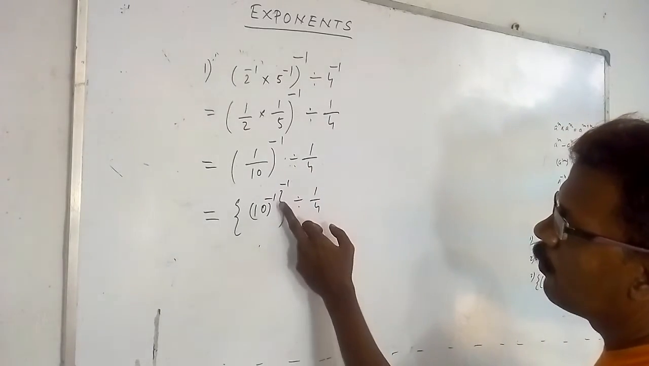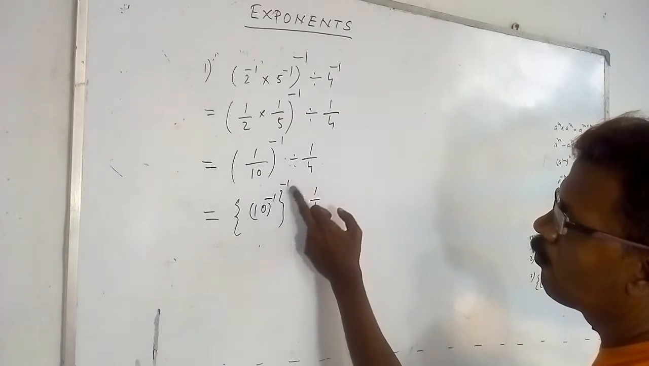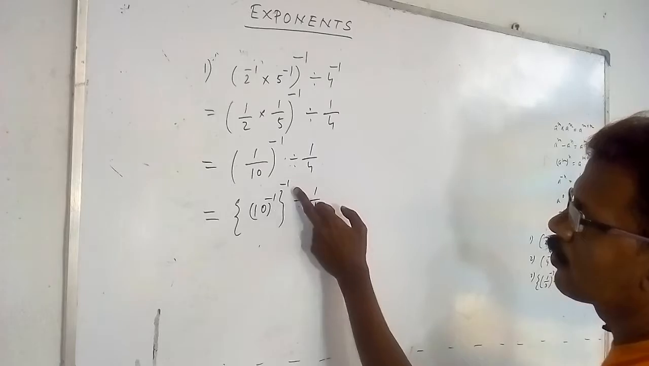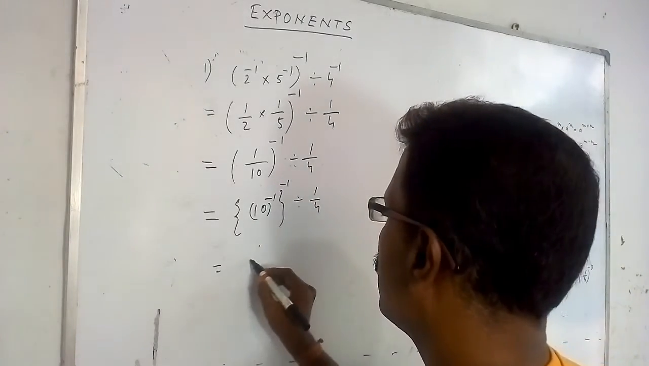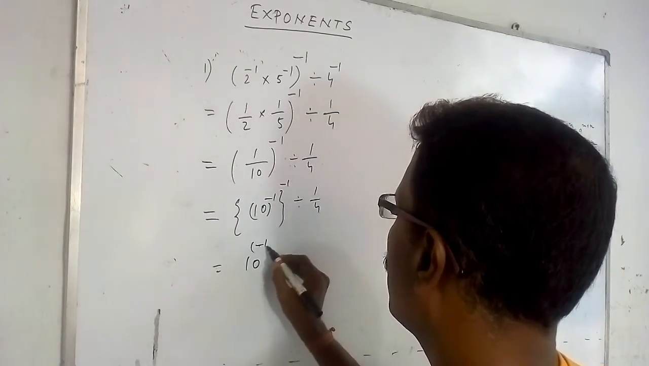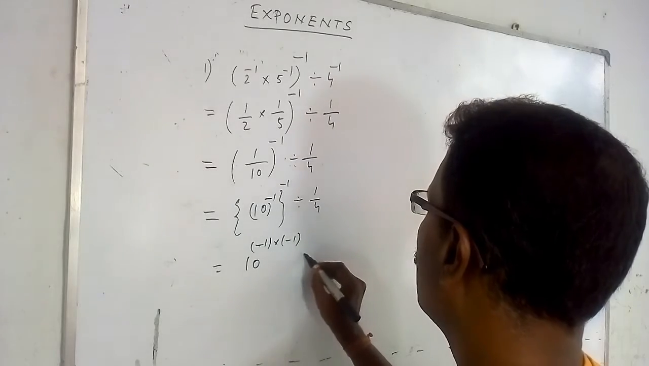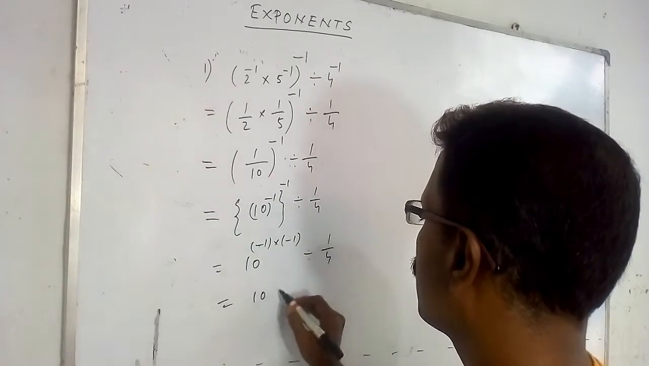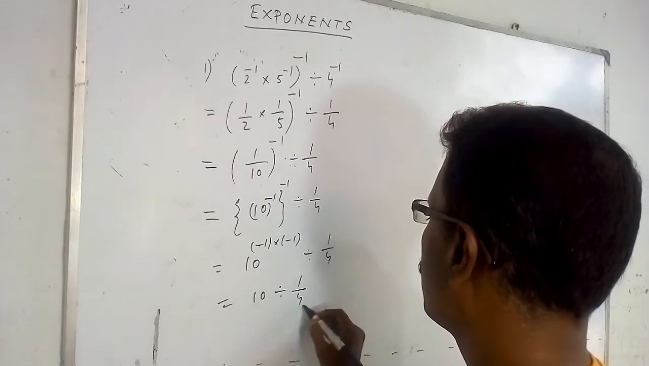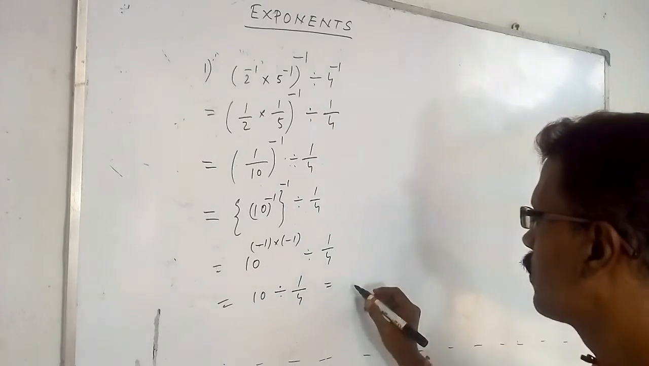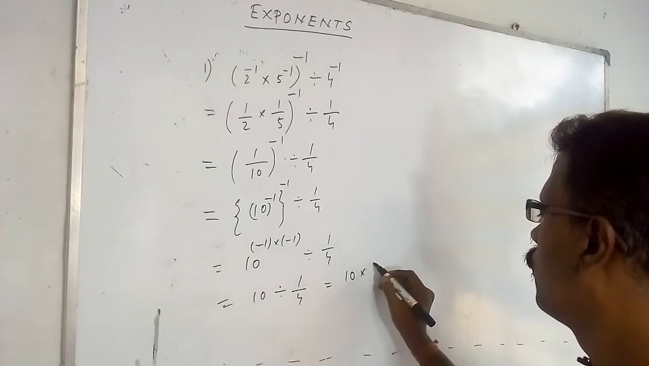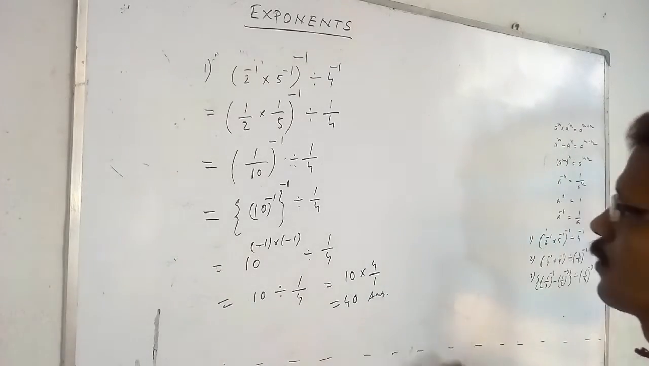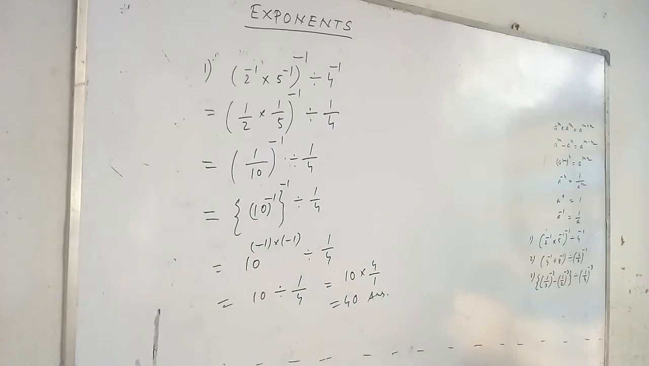Now in the next step, power above power, there will be a multiplication, minus 1 into minus 1, that is plus 1, that is 10 to the power minus 1 into minus 1, divided by 1 by 4, that is 10 to the power plus 1, the plus is not to be written here. Now divided by 1 by 4. Now what is the answer? 10 into 4 by 1. So your answer is 40. This is your answer. Now come to the next point.